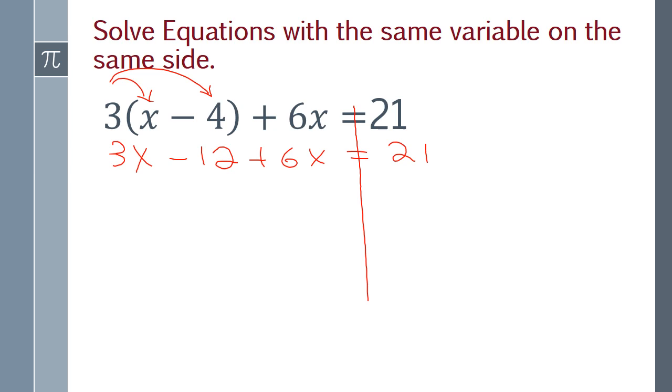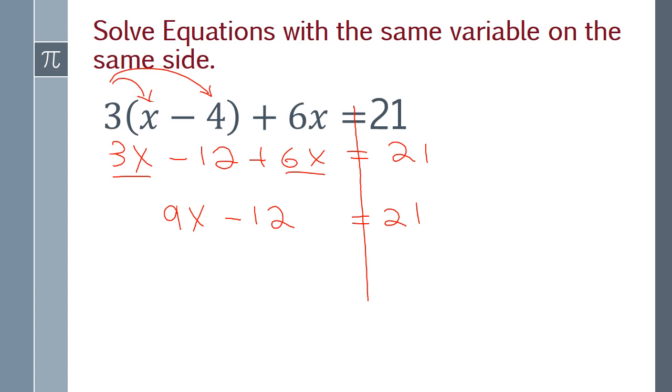As you notice, we have 3x and 6x with the same variable, which means these two are like terms. Since these two are on the same side and not on opposite sides, we don't have to use the inverse operation. We learned in Unit 1 that all we need to do to simplify this expression on the left side is to combine like terms. Combining 3x and 6x gives us 9x, and I'm going to end up with 9x minus 12 equals 21.